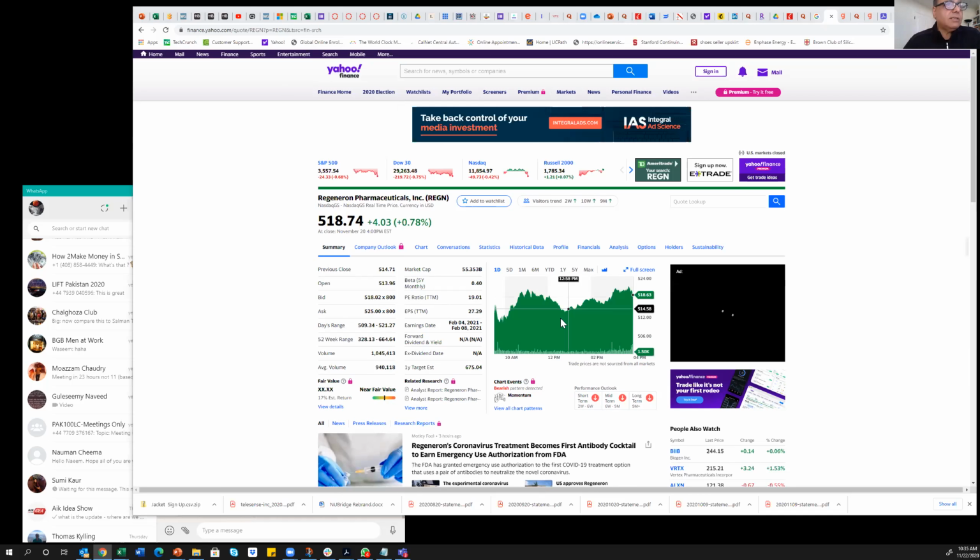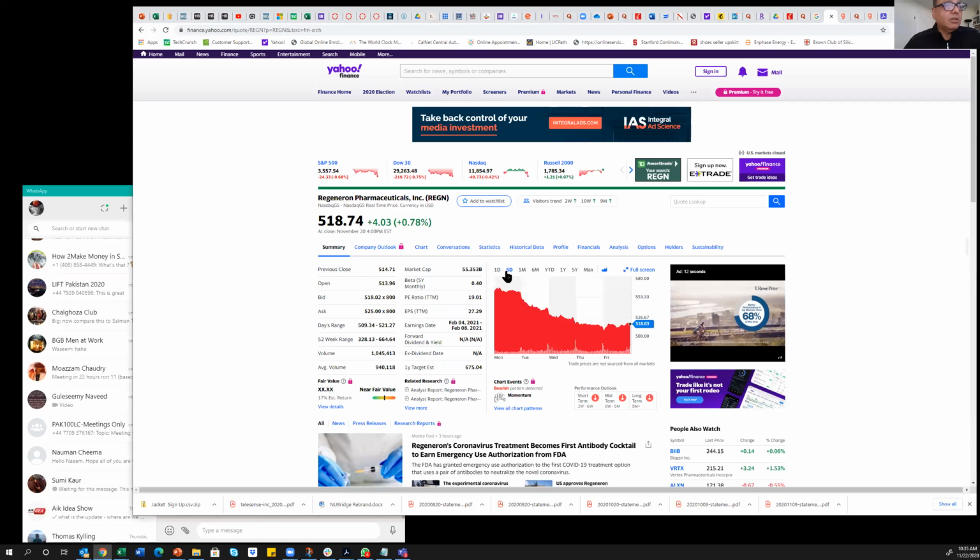So here's all the data. You can see what Apple did in the last trading day, from 9:30 a.m. when the market opens to 4:30 p.m. market close. Show me the last 5 days. Then you can see that in 5 days it came down.